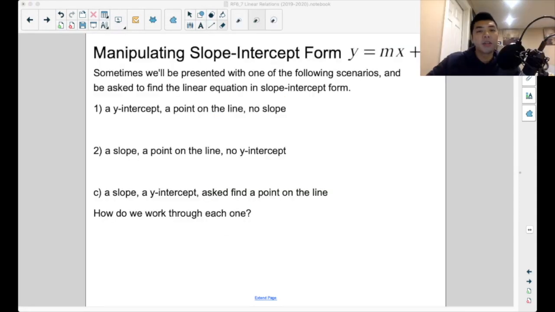So now we're going to start to talk about how to manipulate some sort of linear equation with the form of y is equal to mx plus b. And this is generally where a lot of students tend to struggle with the algebraic portion, just because students are a little uncomfortable understanding how to move a variable from one side to another, how to isolate variables.